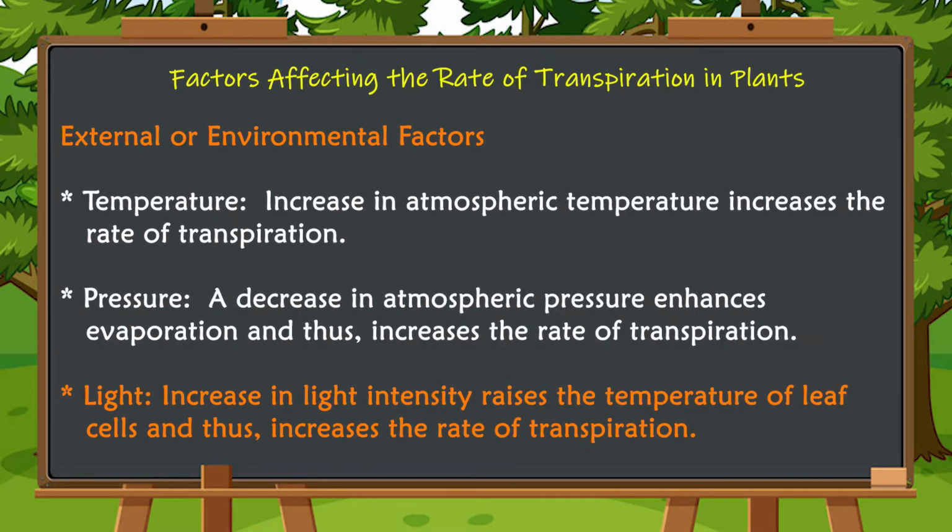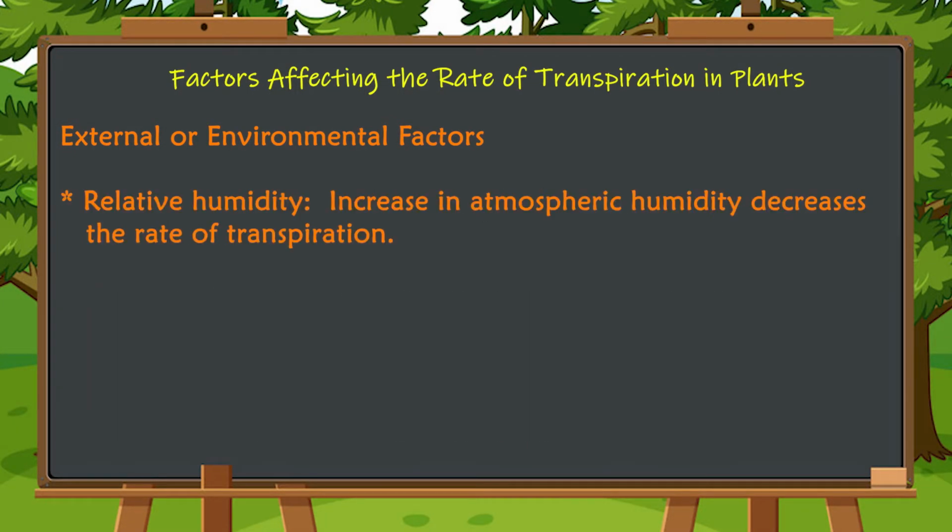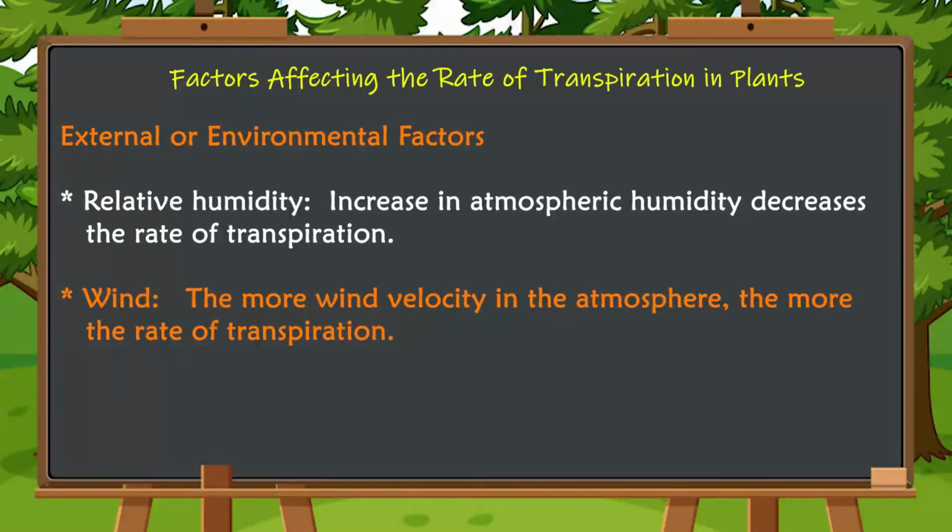Light. Increase in light intensity raises the temperature of leaf cells and thus increases the rate of transpiration. Relative humidity. Increase in atmospheric humidity decreases the rate of transpiration. Wind. The more the wind velocity in the atmosphere, the more the rate of transpiration.